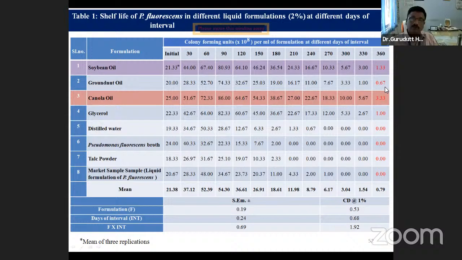Slowly the counts of the colony forming units of the Pseudomonas fluorescens have gradually reduced, but still it is 1.33, 0.67 and 3.33 as against nil in case of other samples. Even the talc powder, you can see, can keep the viable counts up to 6 months. That is the advantage of using these liquid formulations, and we are into that.